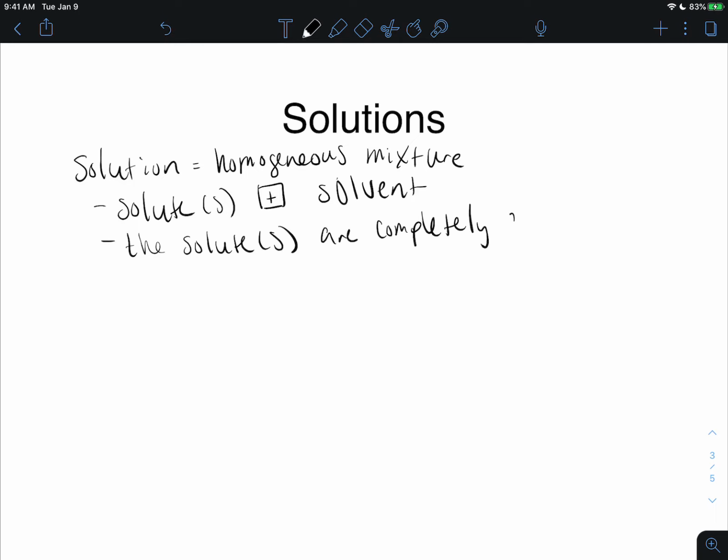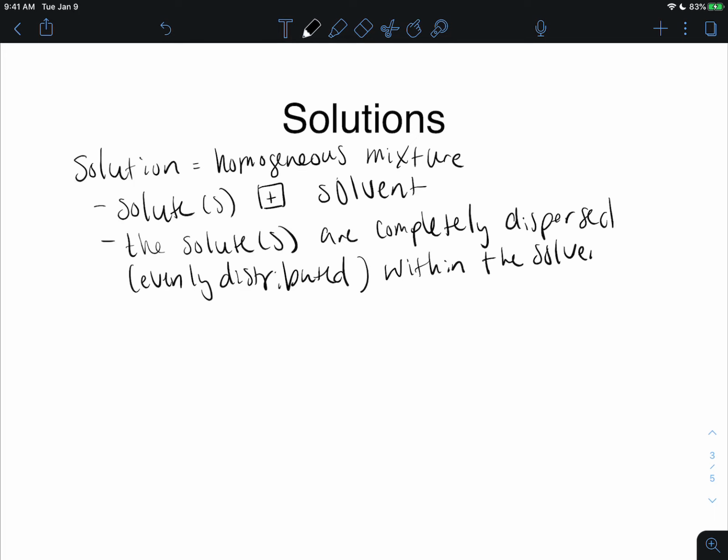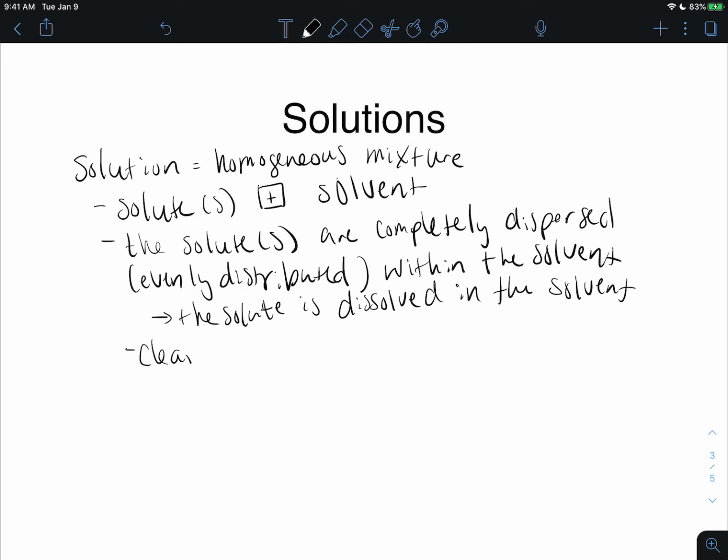So they're completely dispersed or evenly distributed within the solvent. Okay, so this is the same as the solute is dissolved in the solvent. And this is going to be clear, not colorless. It does not have to be colorless to be a solution, but it does have to be clear to the eye, so you can't see particulates throughout.